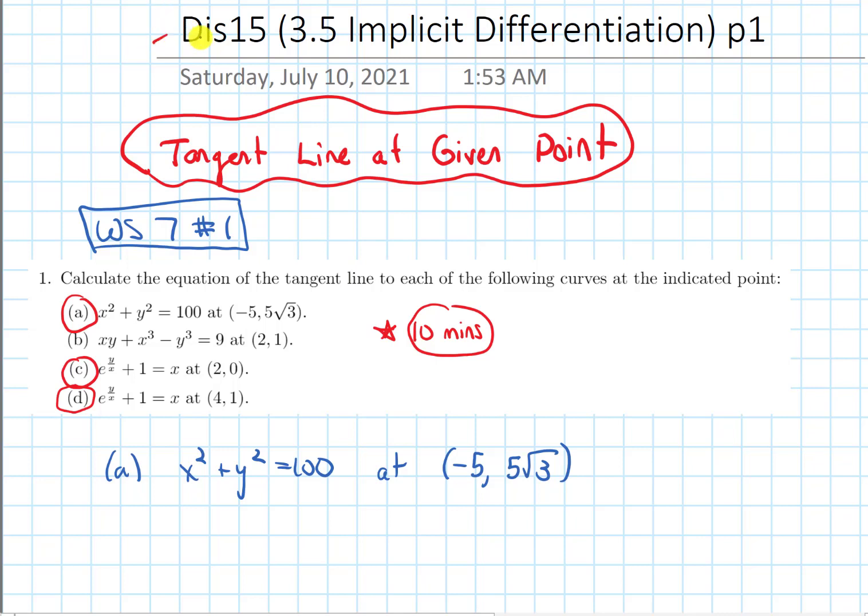Welcome to discussion 15. In today's discussion, we'll be focusing on section 3.5 on implicit differentiation. In this video, we'll do some practice problems involving finding the tangent line at a given point when we have to differentiate implicitly. So I want to look at worksheet 7, problem number 1, and have you try parts A, C, and D of this worksheet first.